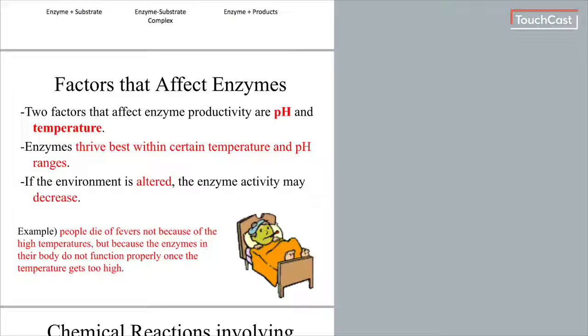Finally, let's discuss factors that affect enzymes. There are two factors that affect enzyme productivity, and they are pH and temperature. Enzymes thrive best within certain temperature and pH ranges. If the environment is altered, the enzyme activity may decrease. For example, people die of fevers not because of the high temperature itself, but because the enzymes in their body cannot function properly once your temperature gets too high.